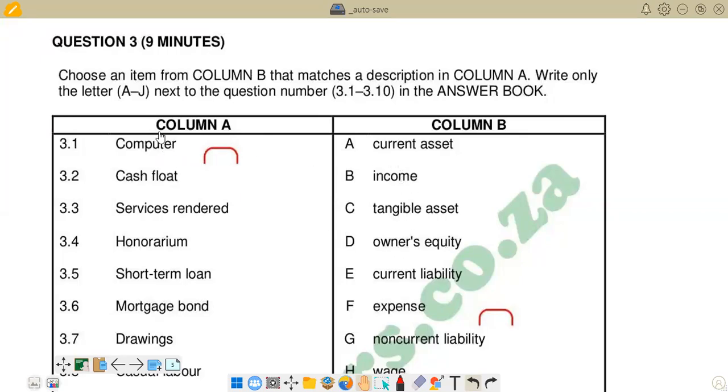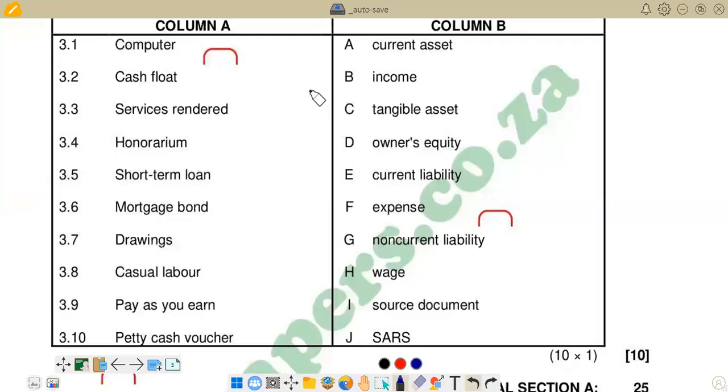But we know that a computer is a fixed asset, it's a non-current asset, in a business. So you'd say that tangible asset becomes the most appropriate that we have there. So we are saying for 3.1, we have C, tangible asset there being the most appropriate. Then we go to a cash float. Go to 3.2, which is saying a cash float, and we see where it fits with the terms that we are given there. You'd see that the most appropriate there is a current asset, because cash float is a current asset. So we have A there.